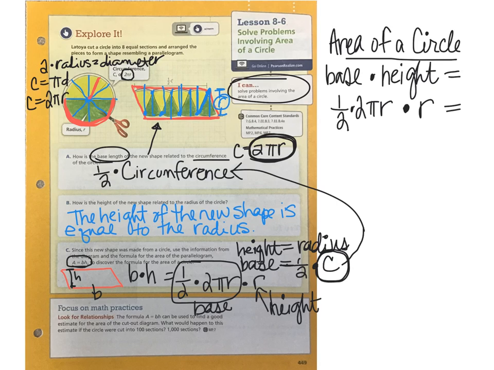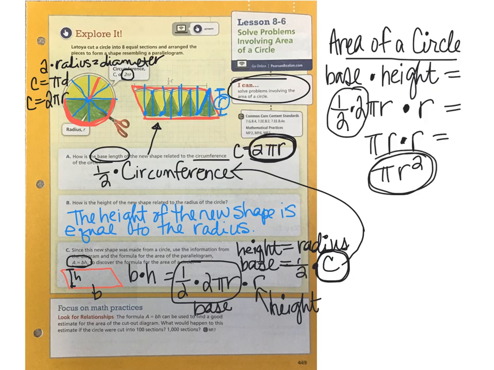1/2 times 2 is equal to 1 whole. Remember, those are reciprocals, so they make 1 whole. We still have pi, and we have r times r. And if you'll remember, r times r can be written as r squared. So the area of a circle can be found by multiplying pi times the radius squared.